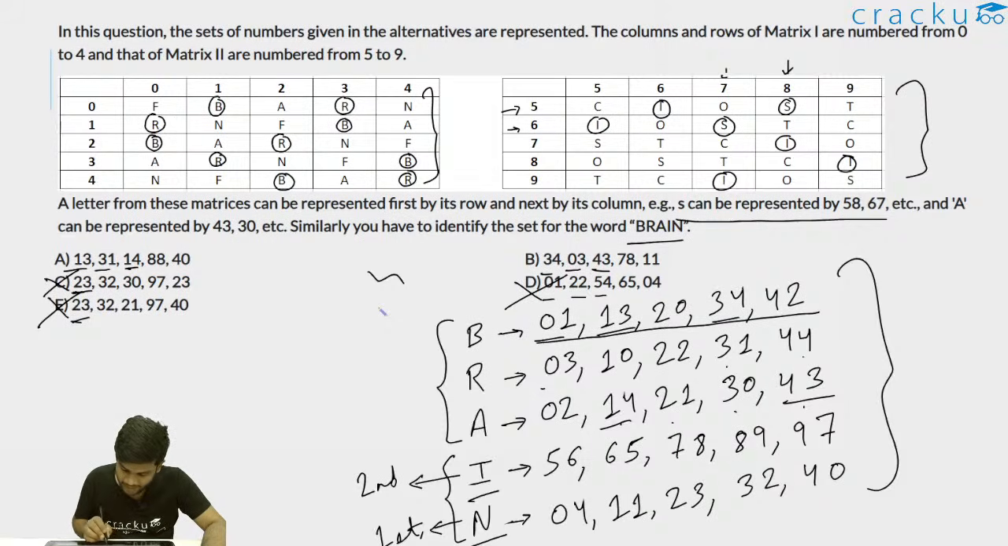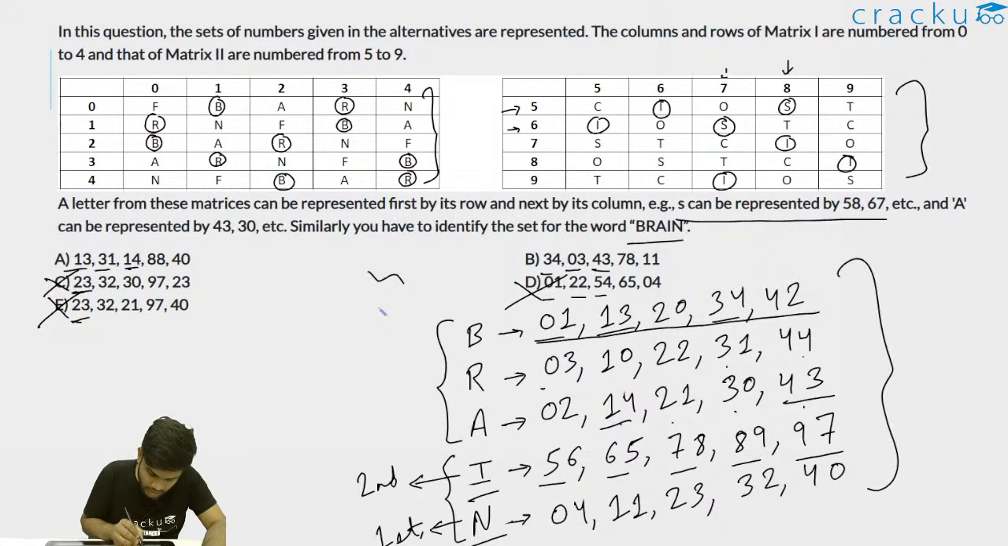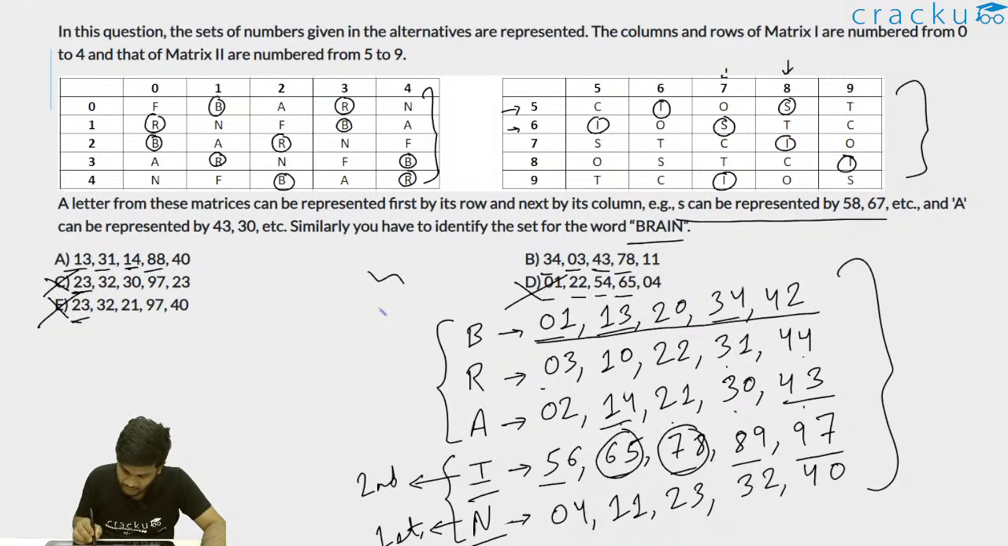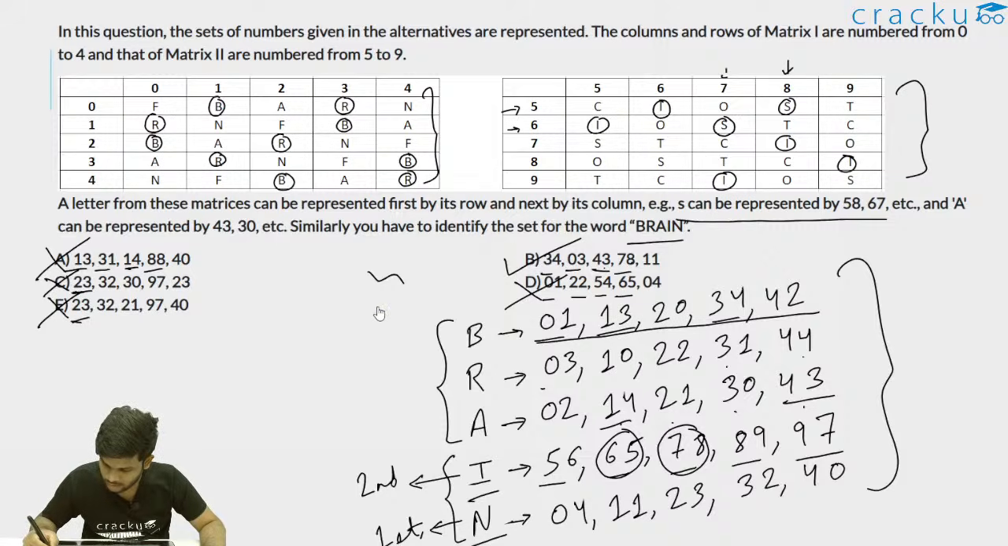Now for I, it is 56, 65, 78, 89 or 97. So it is 88, 78, 65. 78 is here, 65 is here, but 88 is not here. So option number A will also not be our answer. So our answer will be option number B, which is 34, 3, 43, 78 and 11. Let's move forward.